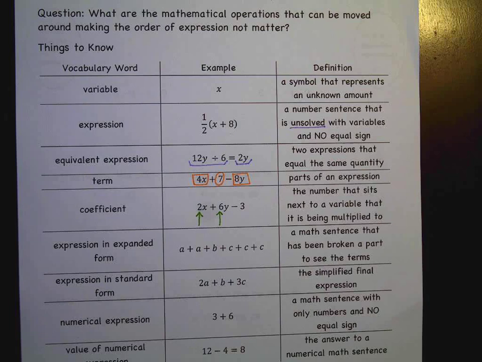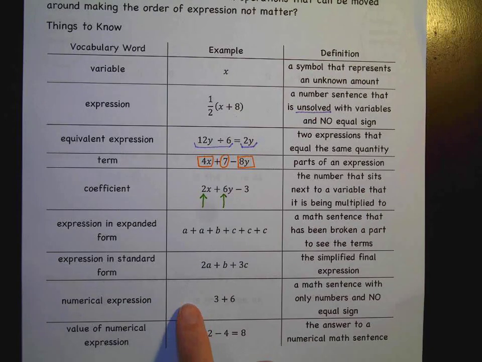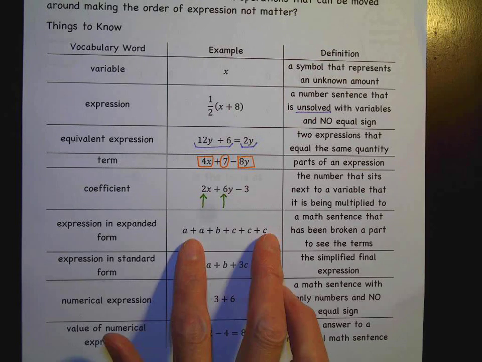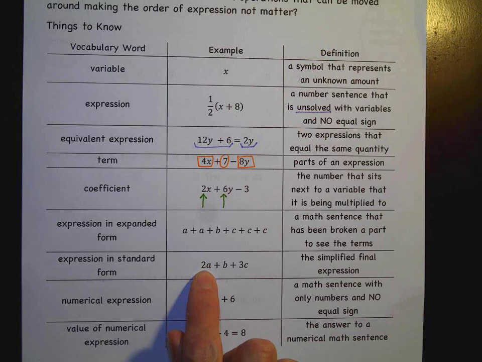The next one is an expression in standard form. An expression in standard form means that you identify how many you have of each and put a coefficient, and then you write it as condensed as you can get it.